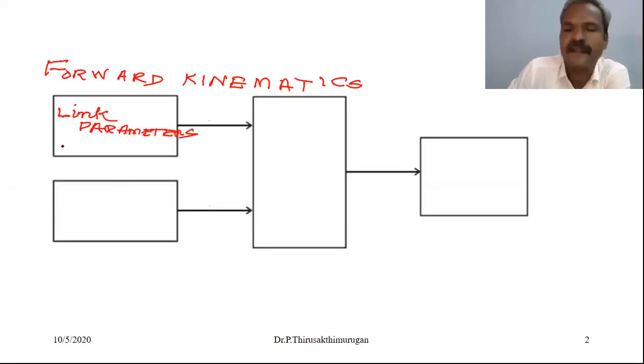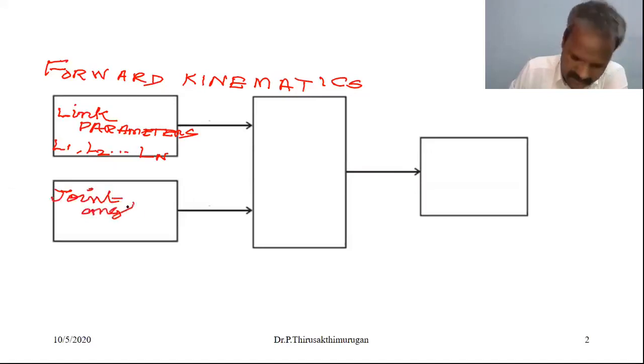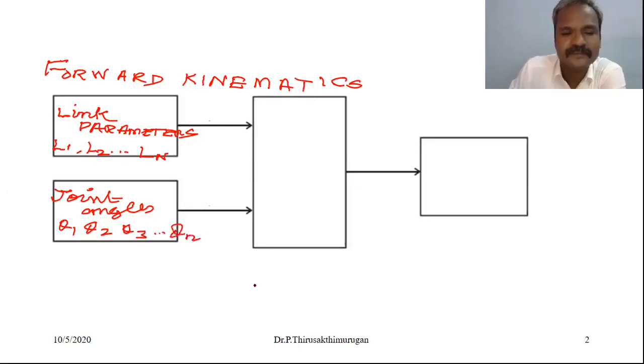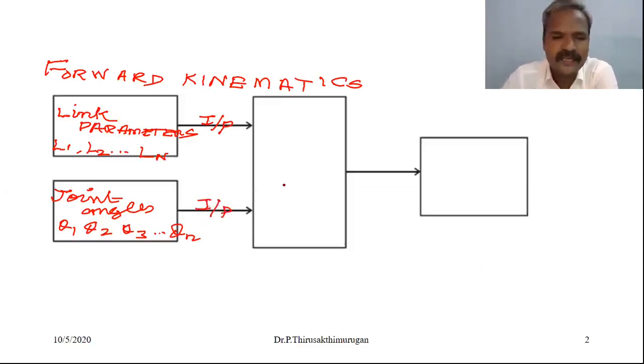Consider a robot arm with n links, L1, L2, up to Ln. The other parameters are the joint angles, theta 1, theta 2, theta 3, up to theta n. These two act as inputs to the kinematic system. What are the two inputs? The link parameters L1, L2, L3, and the joint angles theta 1, theta 2, theta 3.